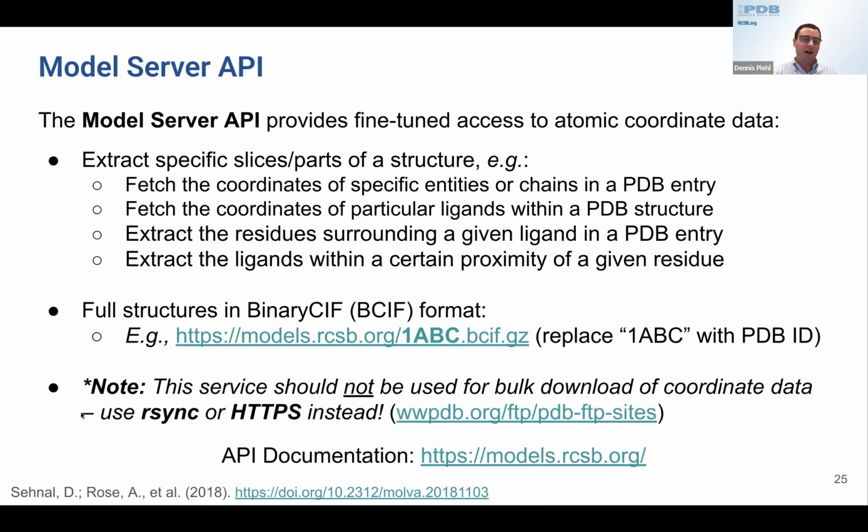An important note I need to make is that this service should not be used for bulk download of coordinate data. Instead, we recommend using rsync or HTTPS, which you can find information about at this link here. The reason I say that is that this API is tailored for accessing specific parts of structures. It's not tailored for performing archive-wide downloads. So for doing that type of thing, please use rsync or HTTPS instead.